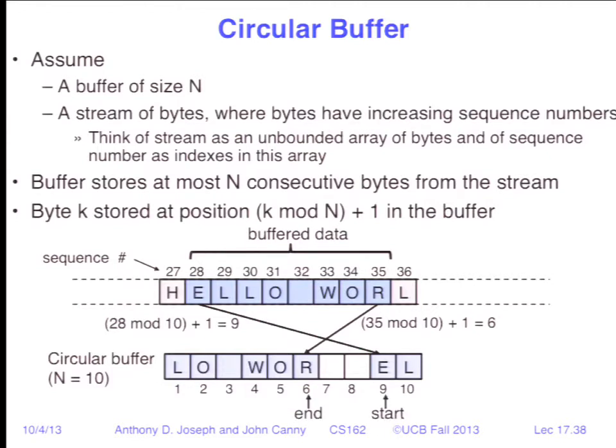So we need to keep track of the start of the buffer and the end of the buffer. But everything else is just done through modular arithmetic to index into the buffer. So this is a much more efficient and simpler way of storing the data than, say, just growing and allocating more and more space in the kernel. We have a fixed size buffer, and it just wraps around.